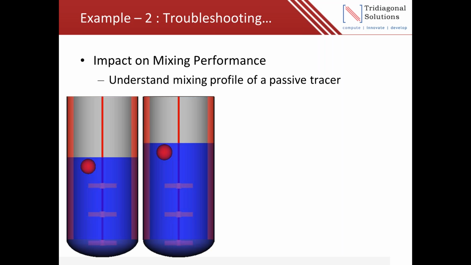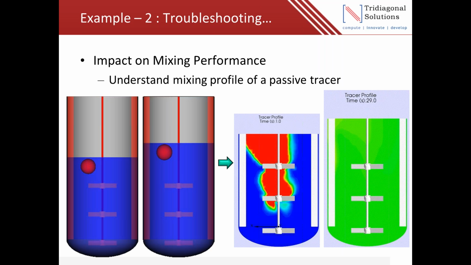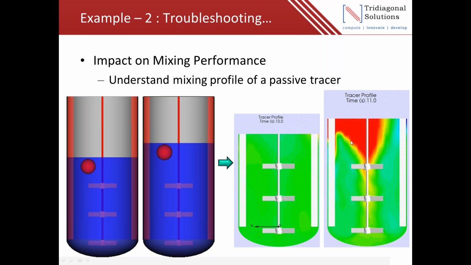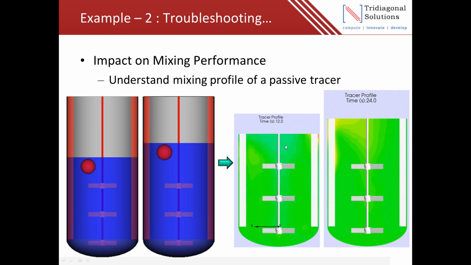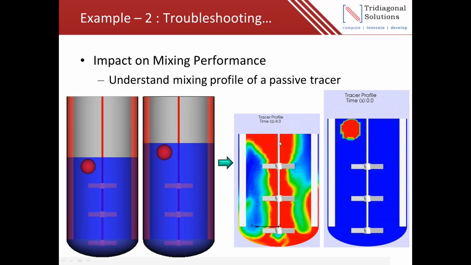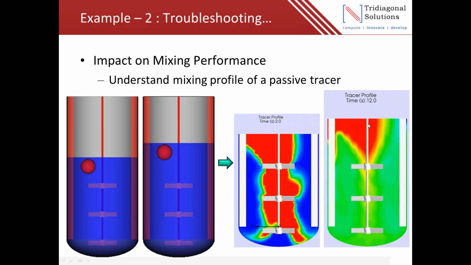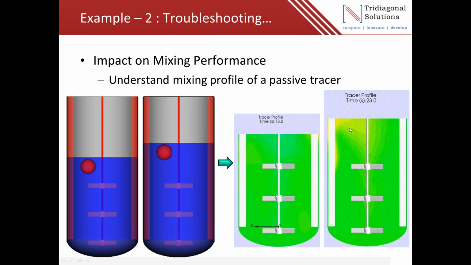Now let's look at a deeper insight. Can we understand how the mixing happens for a tracer or a chemical added near the fluid surface? So we simulated this, and we understood that in the original batch there was good mixing. However, in the increased batch, you can see dead zones even after 19 to 20 seconds. In the original batch, the blend time was about 15 to 16 seconds. With the increased batch, the blend time is more than 15 seconds; we can see that it is more than 25 seconds.